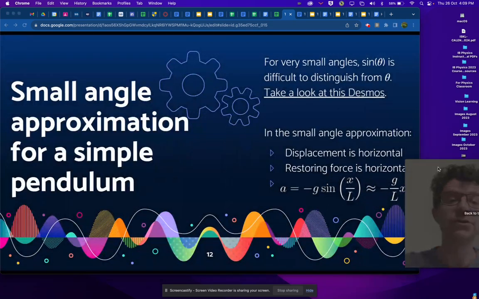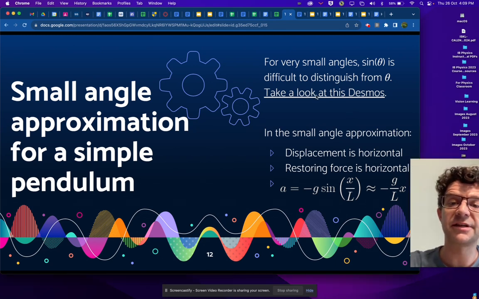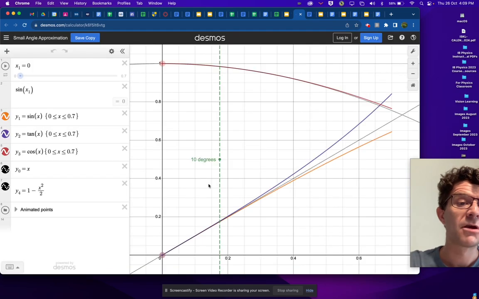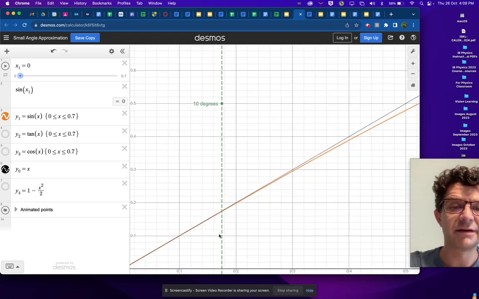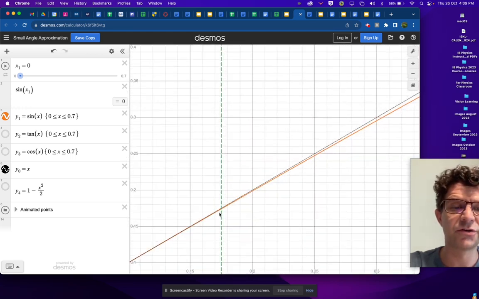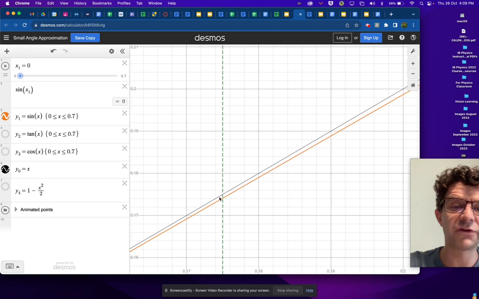However, you can make a very good approximation known as the small angle approximation for a simple pendulum. Let's take a look at this in Desmos. I'm going to turn off a couple of graphs. I have the graph of the line y equals x in black, and I have the graph of y equals sine of x. I've also drawn a vertical line here at 10 degrees. What I want you to notice is that at 10 degrees, you have to zoom in an awful lot before you see the difference between these two.